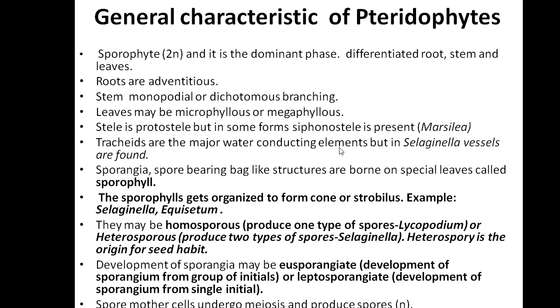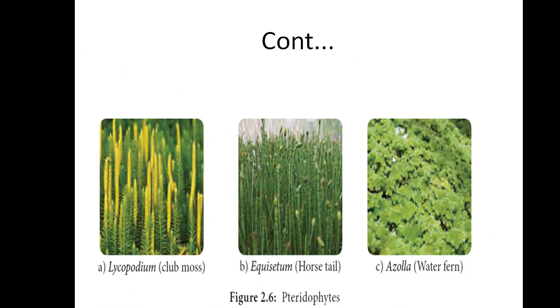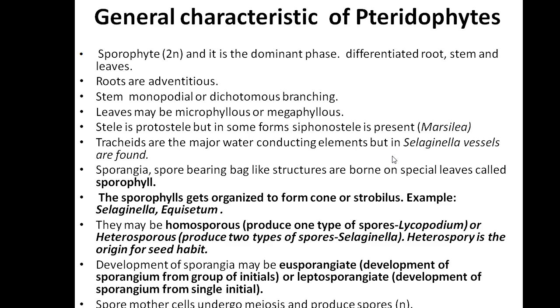Tracheids are a type of xylem, that is, xylem carries the water. Xylem has four types. In that, one type is tracheids, the major water conducting system in the Selaginella type of pteridophytes. Sporangia, spore-bearing bag-like structures, are borne on special leaves called sporophylls. The leaves are present in the pteridophyte plants.